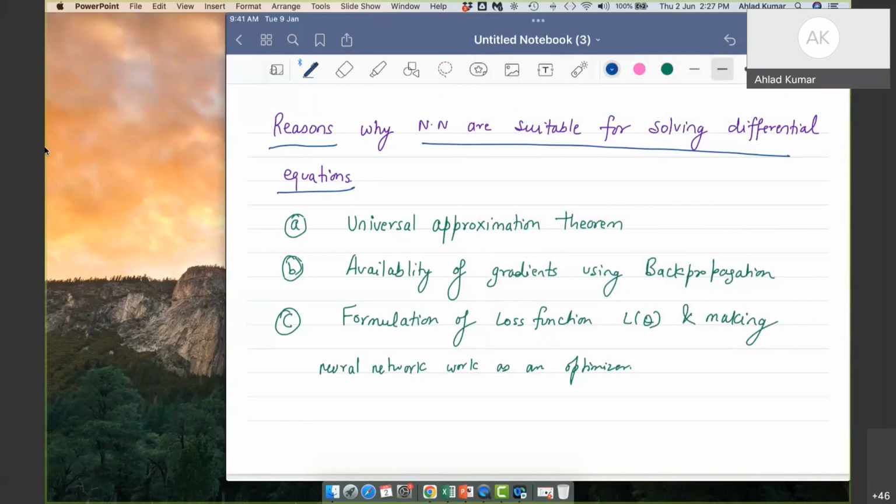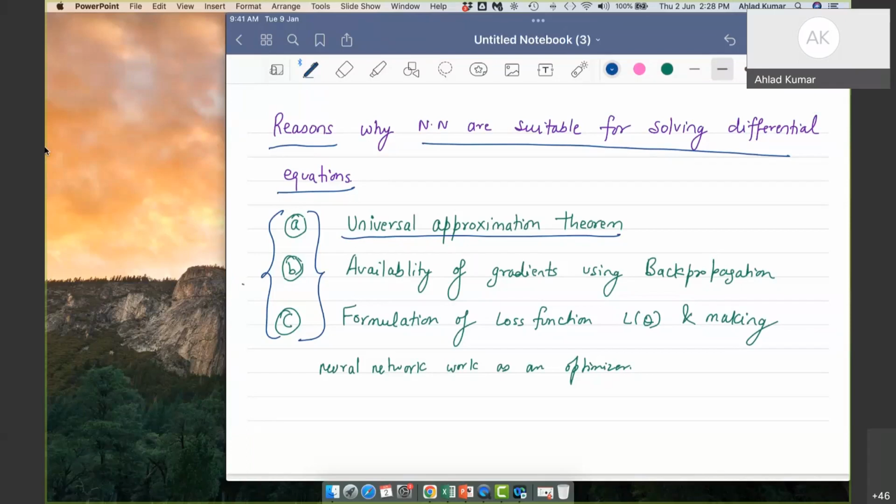So these are the three important points which motivate the researchers to solve differential equations using neural networks. The first one is the universal approximation theorem, which I have already shown you in our last slide, where basically any curve can be approximated using neural networks. That is universal approximation in a nutshell. This is the main motivation for solving differential equations using neural networks.